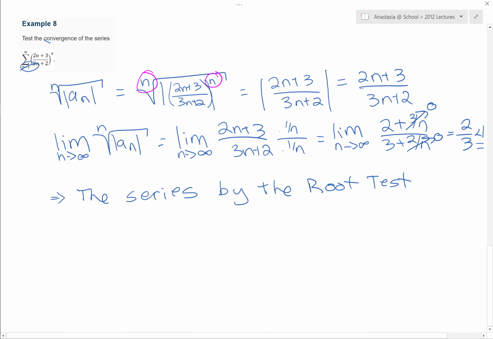Now, this problem only asks us to test for convergence. Oops, and I definitely missed that word. That's very important. There we go. The series converges by the root test.